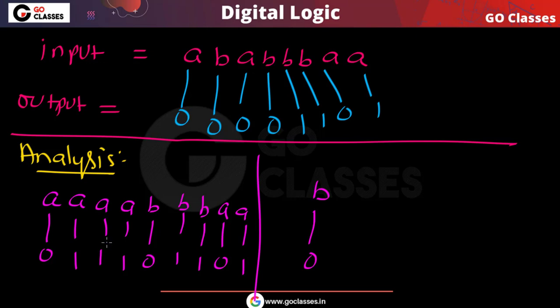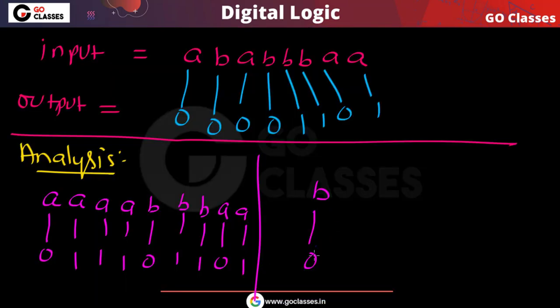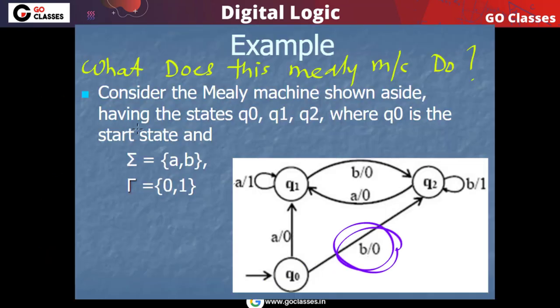Similarly, you can notice that if the first symbol is B, then the output will be 0.